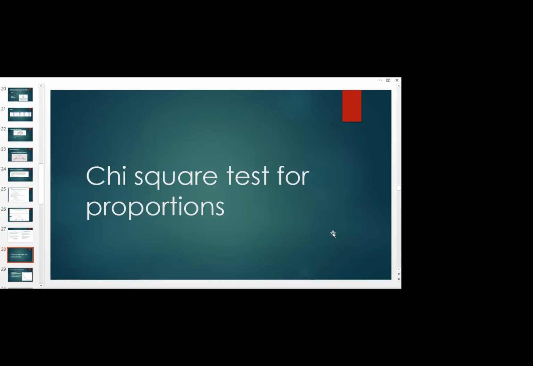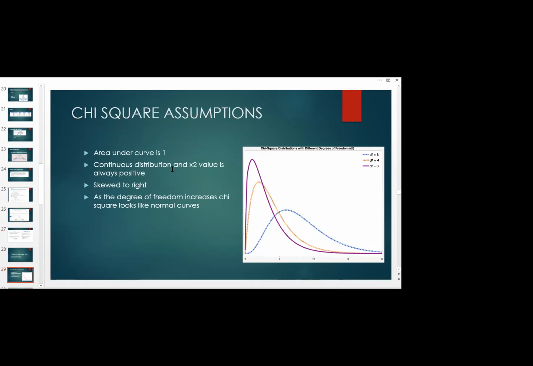Now coming to the hypothesis testing steps of chi-square for proportions. Let's discuss the assumptions of the chi-square. The area under the chi-square is 1, and it is a continuous distribution, and the chi-square value is always positive. Now the chi-square value is always positive because it is a square. Even when negative values are there, after squaring them we get a positive value. As it is always positive, it is skewed to the right. We can see the tail of this purple line, so it is skewed to the right.